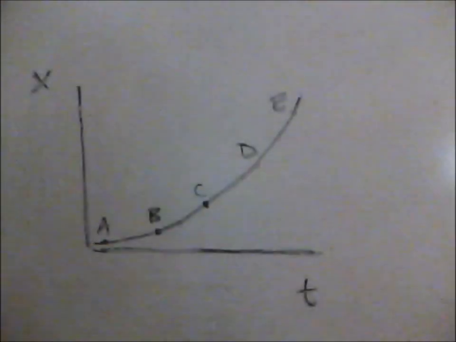In this graph, we have a position time graph which isn't a line, it's a curve. And so we can see that the object at point A is moving slowly, and it gets faster and faster as it proceeds from points A to B, C, D, and E. And we can tell this because the steepness of the curve increases with time.